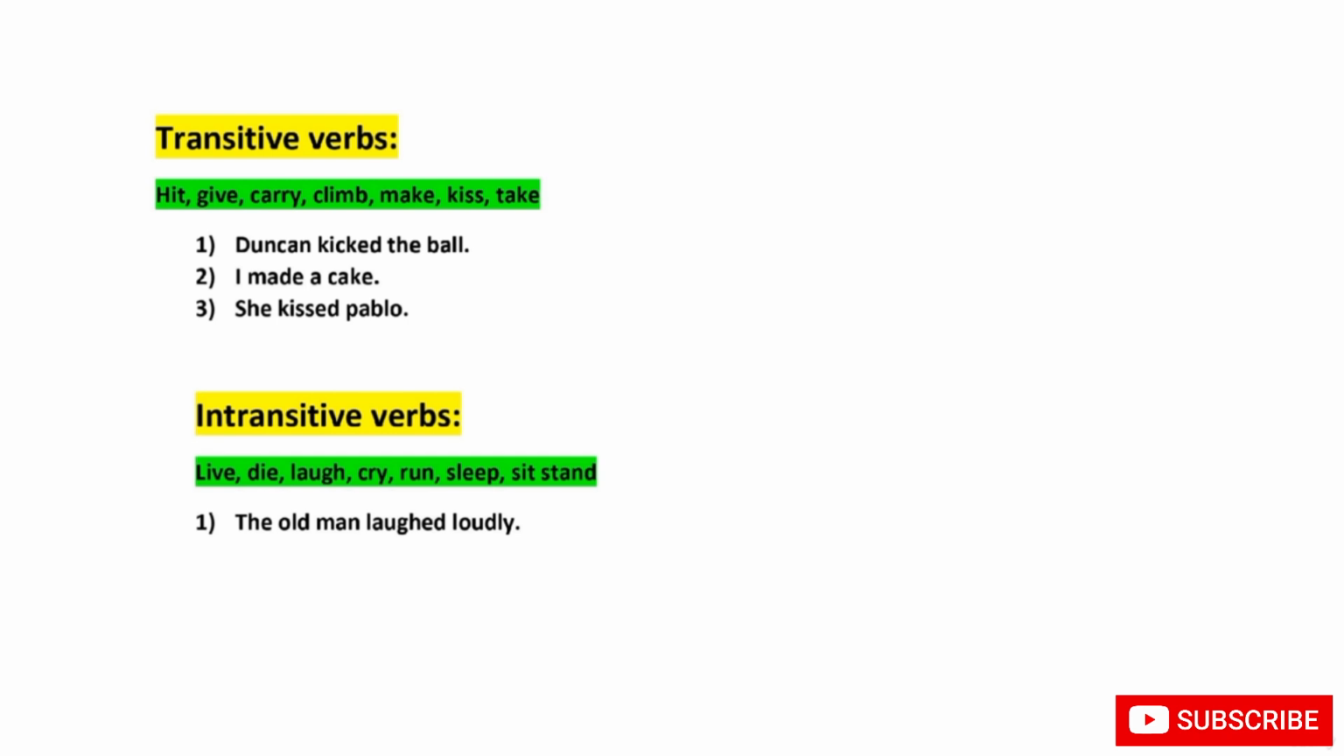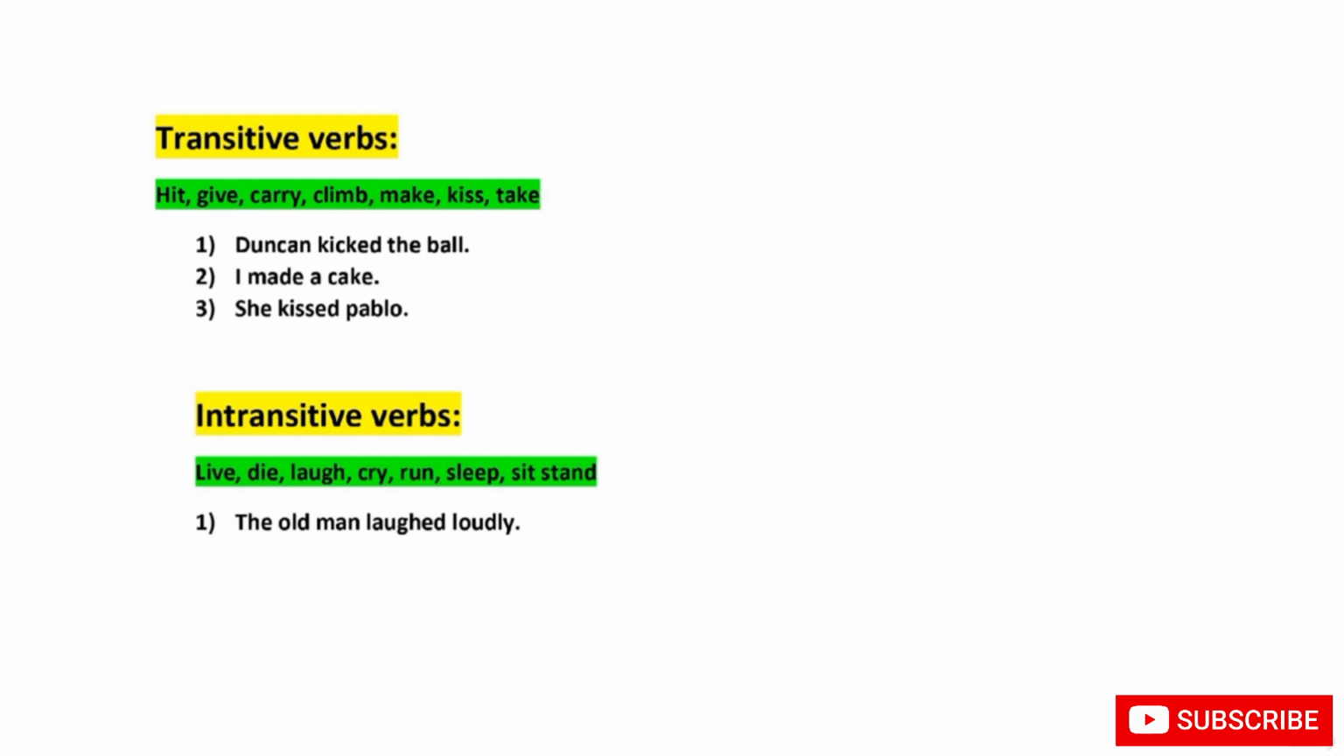What about intransitive verbs then? Can you tell me what it means to be an intransitive verb? Well, that's a verb that does not take an object. For example, verbs like live, die, laugh, cry, run, sleep, sit, stand. These are all intransitive verbs. They don't take objects. For example, the old man laughed loudly. Notice that in this sentence, there is no object.